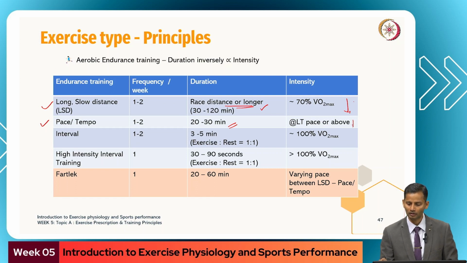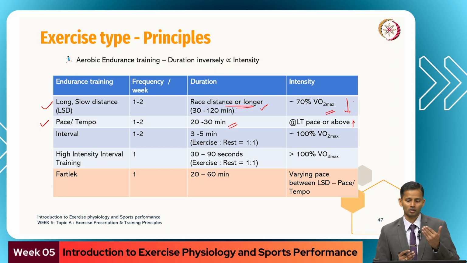However, the pace is increased. As we discussed, LT pace is nothing but a lactate threshold pace. So lactate threshold is about 85 to 90 percent of the VO2 max. So now the intensity has increased. When you increase the intensity, the duration has to be decreased.